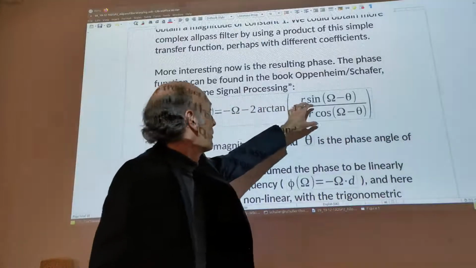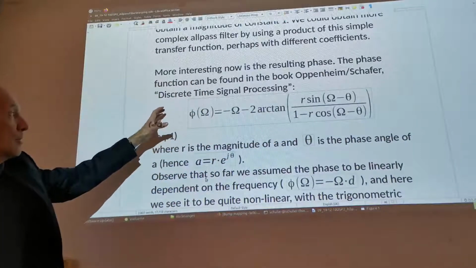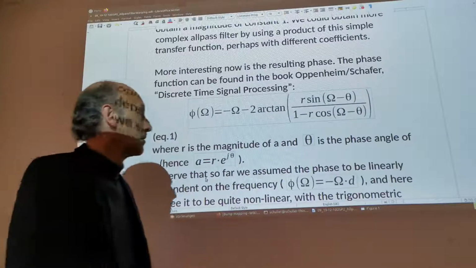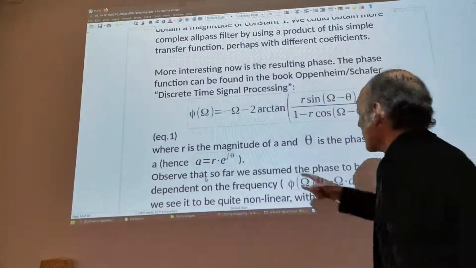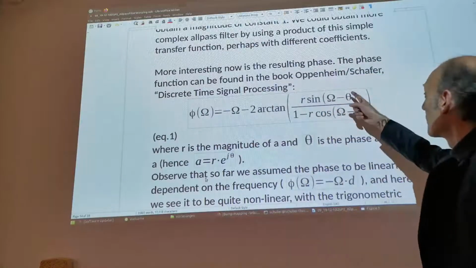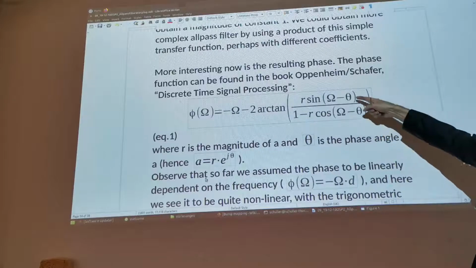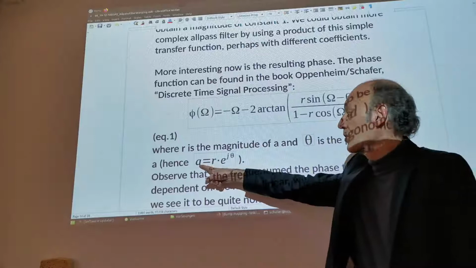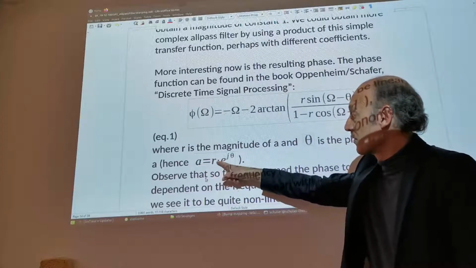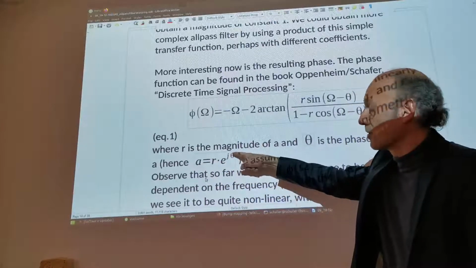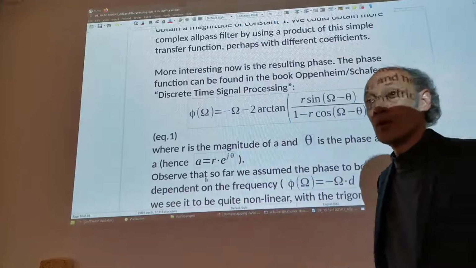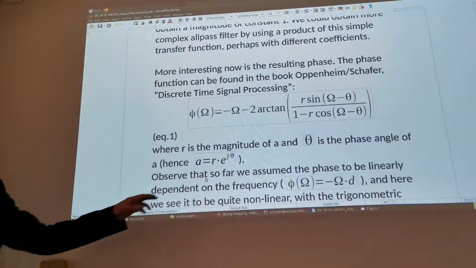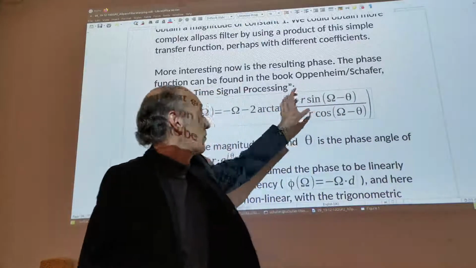So here we can see the closed form expression for the phase. And yeah, so here you can see the normalized frequency which appears here, and then this theta and r comes from rewriting our coefficient a here as r, the radius, times e to the j theta, which is the angle. So we rewrite this complex number as the radius and an angle. Right. So the r and the theta come from the a.